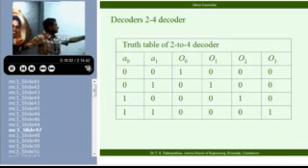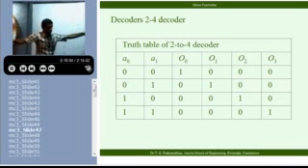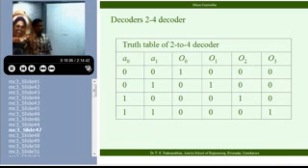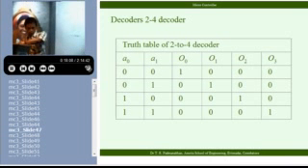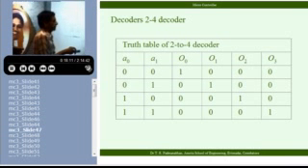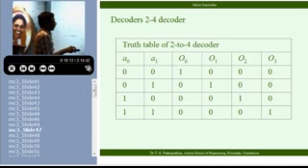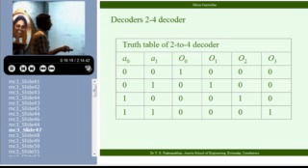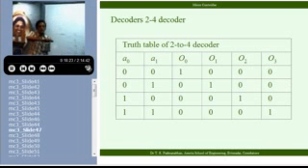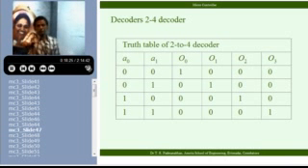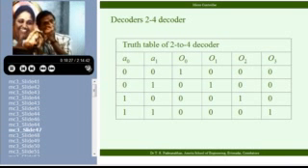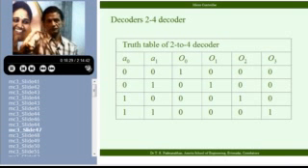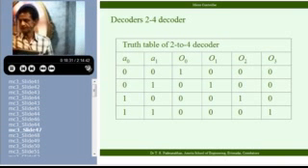I have shown here a 2-to-4 decoder. That's the truth table for a 2-to-4 decoder. When I say truth table, what I mean is, when A0, A1 both are 0, then output 0 will be 1, all others are 0. Here output 1 will be 1, all others are 0, and so on. This is a typical, simple 2-to-4 decoder. You can have different types of decoders like this. I'll show you a few examples here.